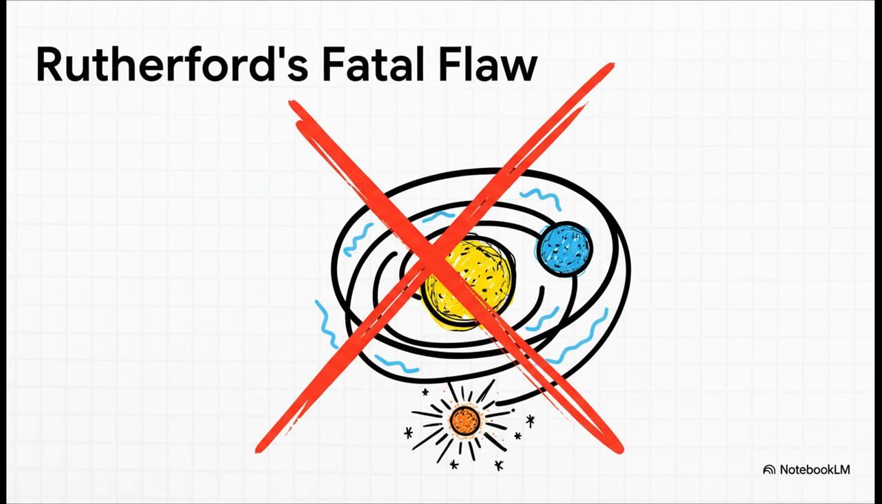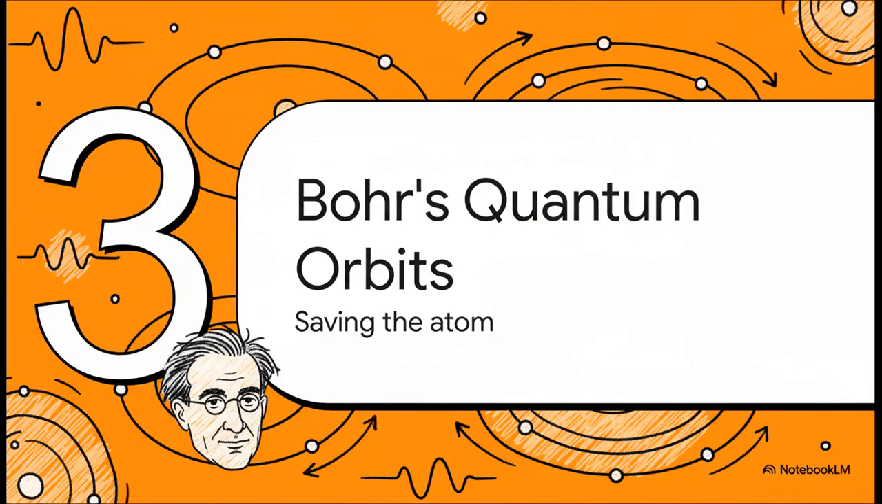It would lose speed and spiral down into the nucleus in a fraction of a second. If that were true, nothing should exist. The model was completely unstable. So, the atom was on the brink of self-destruction, and physics needed a hero.